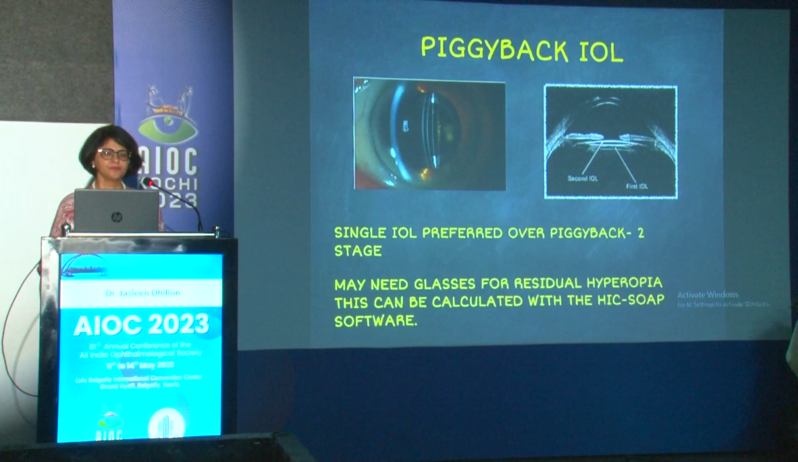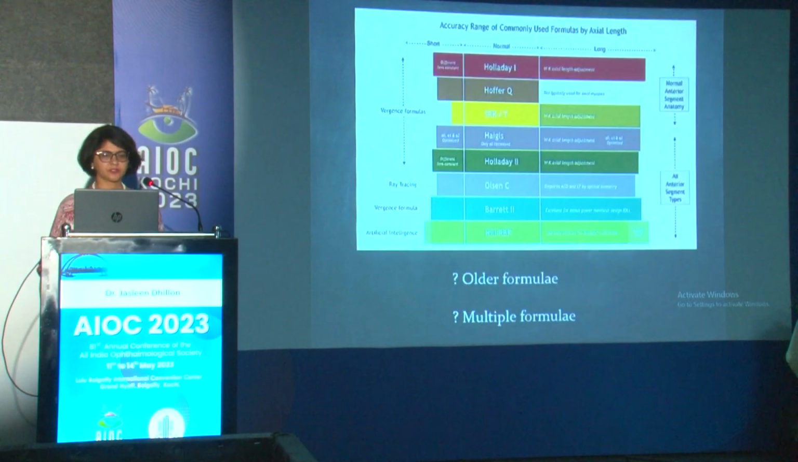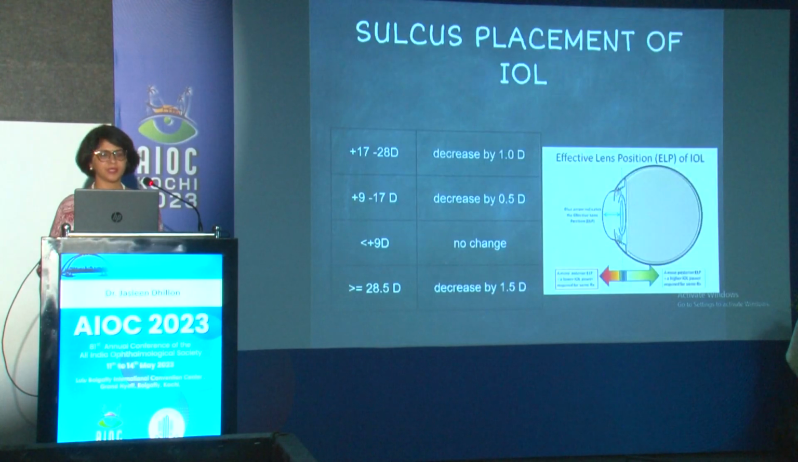And piggyback was already covered, so I'll just skip that. So yes, I think most of us are using multiple formulae and reiterating what it is that we must put in these eyes. And if you have to place the IOL in the sulcus, then the effective lens position has moved forward. So here you need to adjust the calculated power, and the ranges are given in this table. It's very easily available.